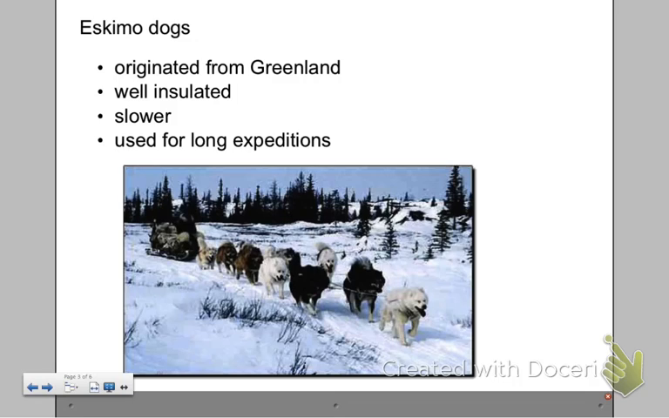All right, the last one we're going to talk about is the dog that is bred for sled dog racing, especially in the Iditarod. So we'll take a look at this next one, take a little bit of time and read about the Alaskan Husky.